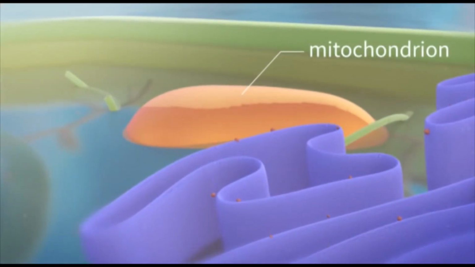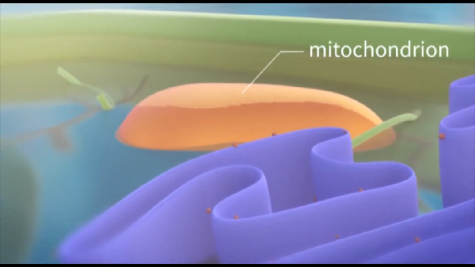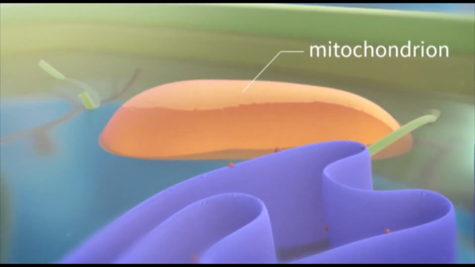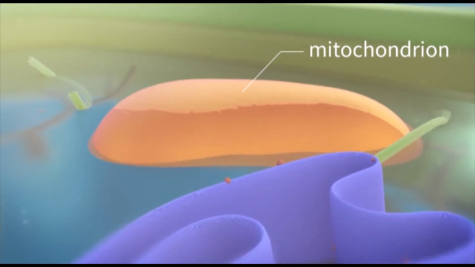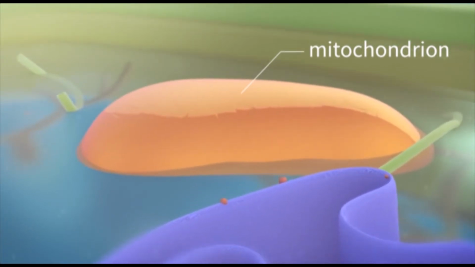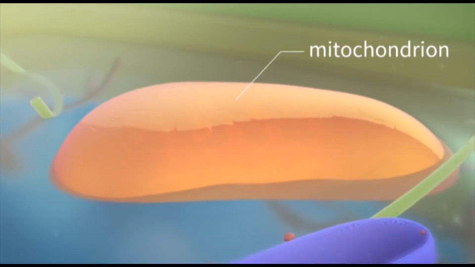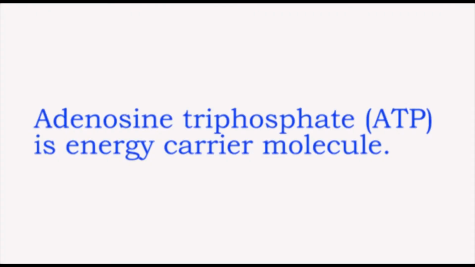Among the more complex organelles are the mitochondria. The mitochondria are double-membraned organelles found in all eukaryotic cells. They are important for energy production in the form of adenosine triphosphate or ATP. ATP is an energy carrier molecule.